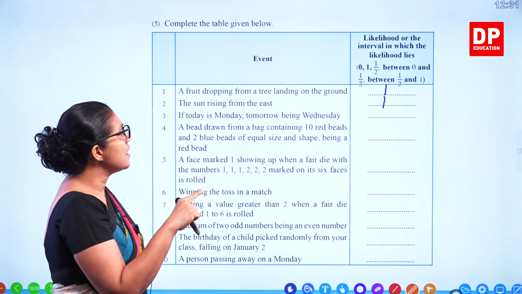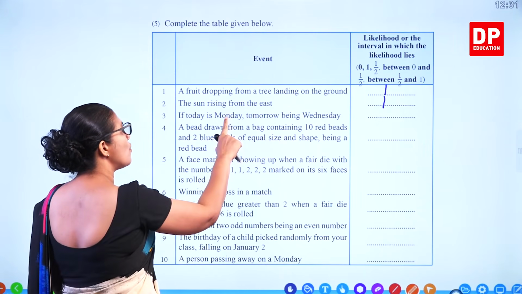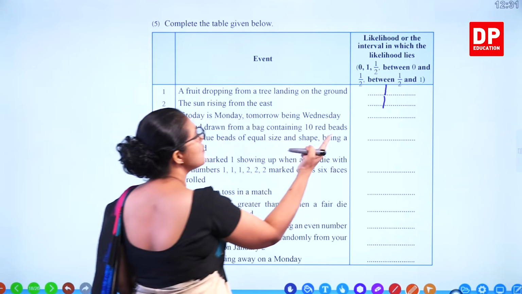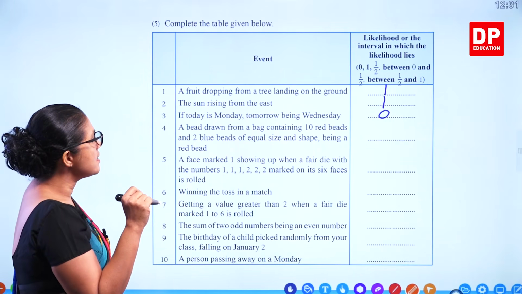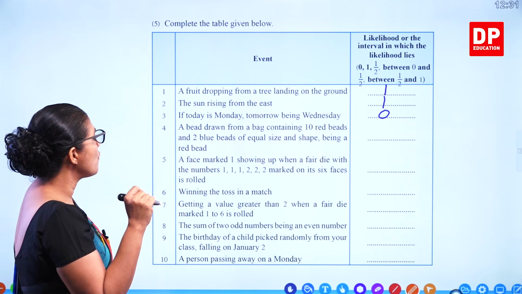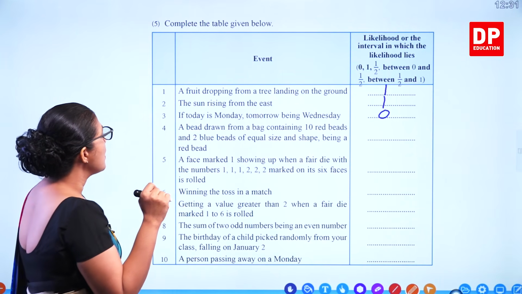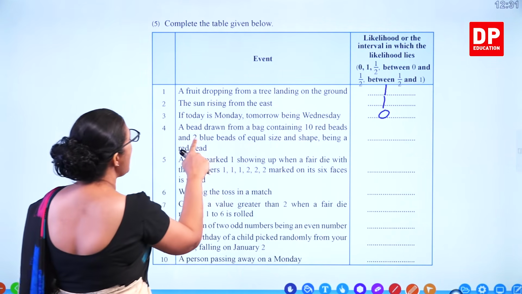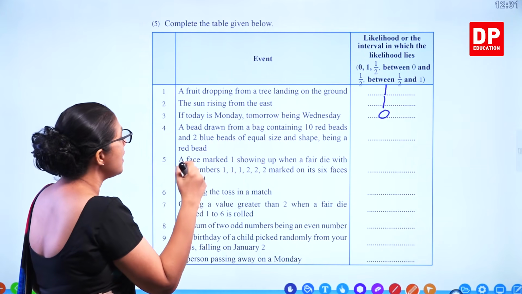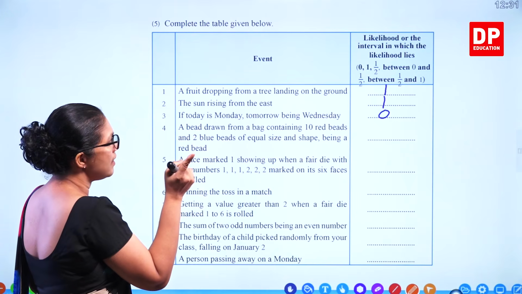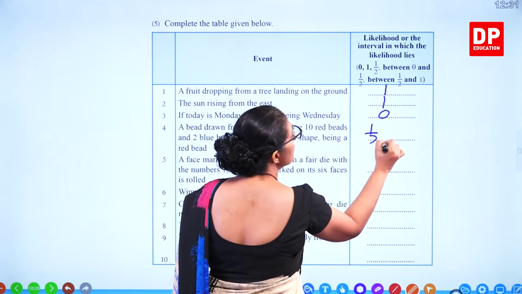If today is Monday, tomorrow being Wednesday. Impossible, because we know the next day is Tuesday. So 0. A bead drawn from a bag containing 10 red beads and 2 blue beads of equal size and shape being a red bead. Here there are more red beads than blue ones, so the chance or the likelihood is high, higher than half. So in between half and 1.